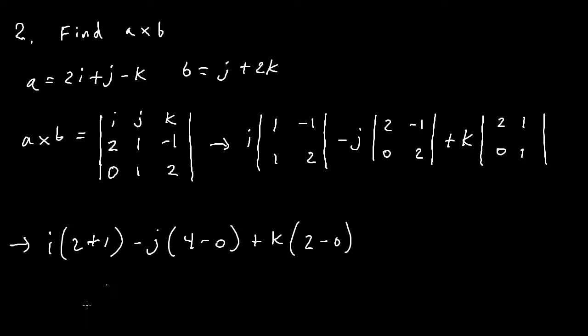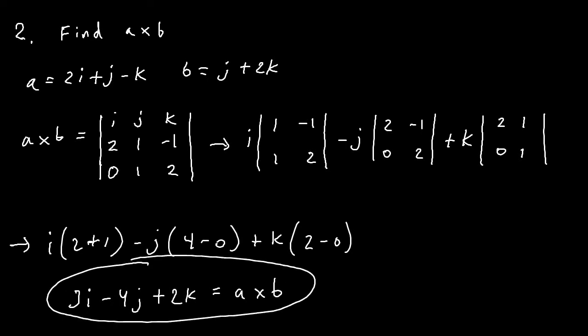So 2 plus 1 is 3. That'll give us 3i minus 4j, and then plus 2k as the cross product of a times b. Now before I move on to the next question, the cross product of a times b yields another vector, and this vector is perpendicular to both vectors a and b.